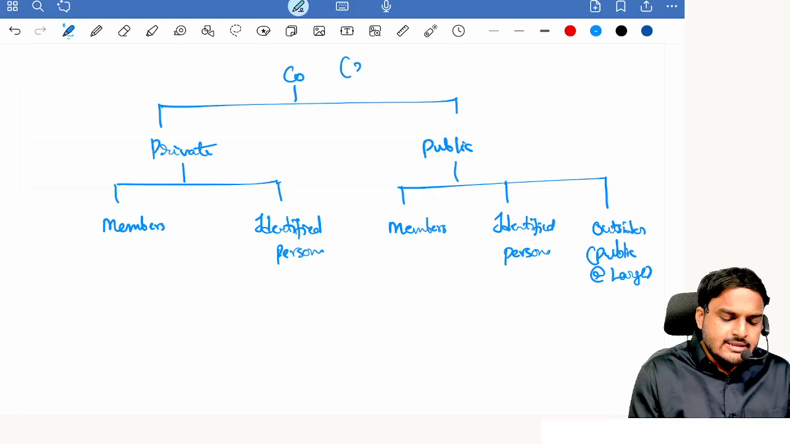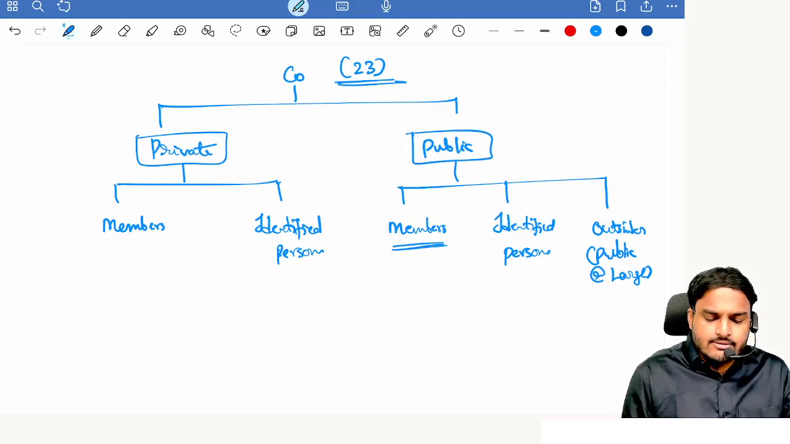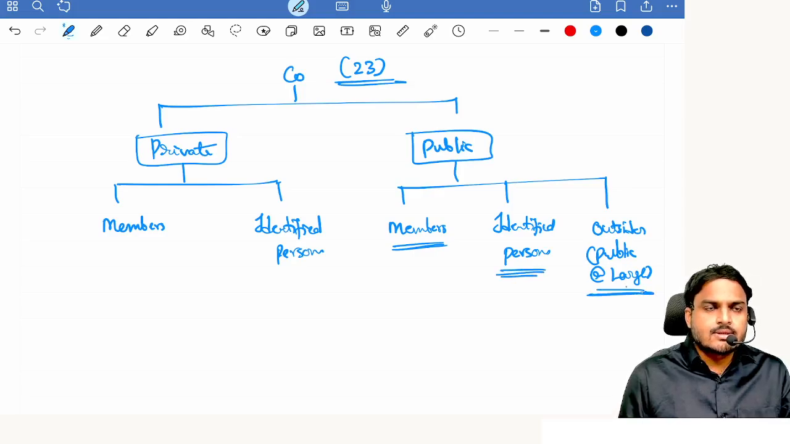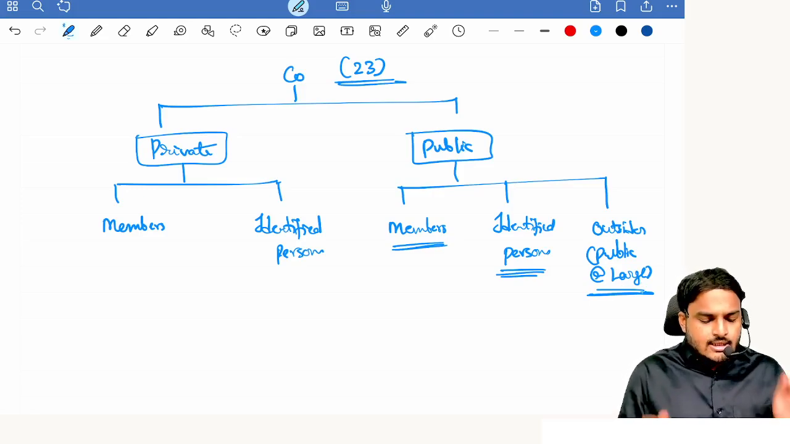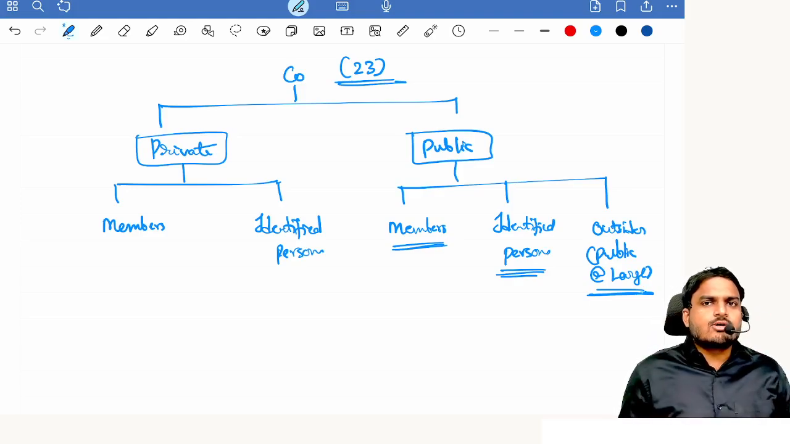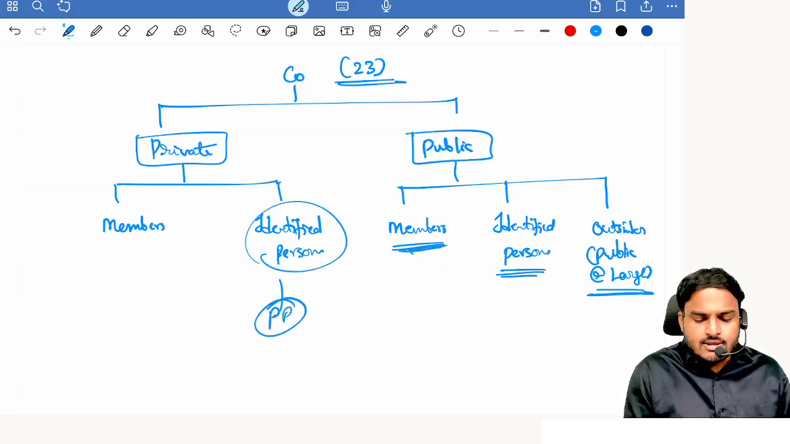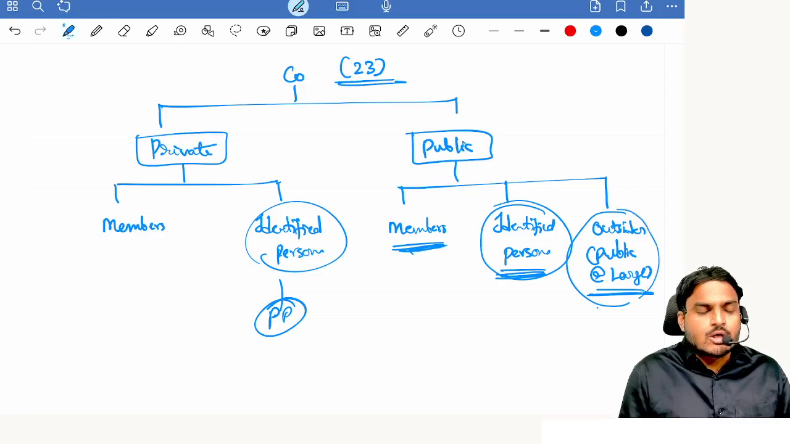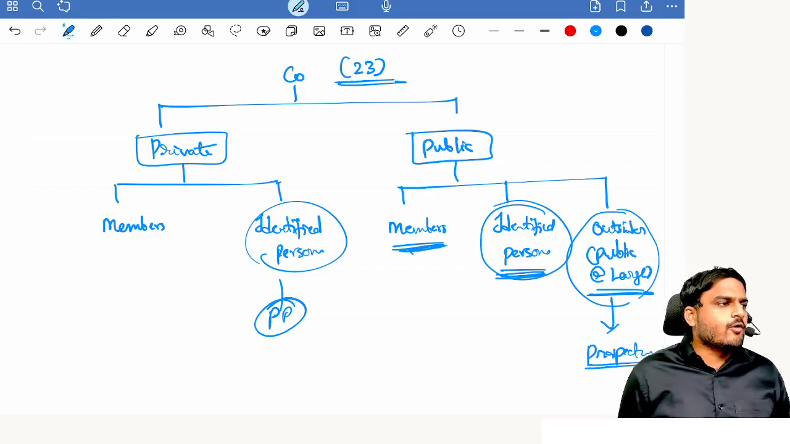Only for the purpose of remembering section number, I am simplifying this section number. So how many companies we are having? 2 companies. And for public company, how many modes available for issuing the securities? 3 modes. Clear? So 2 companies, 3 modes. Section 23, modes of issue of securities. Private company can offer its securities to existing members or identified persons under private placement. Whereas public company can offer securities to its members, to identified persons, and also to outsiders, that is public at large, through a document called prospectus. This is section 23.